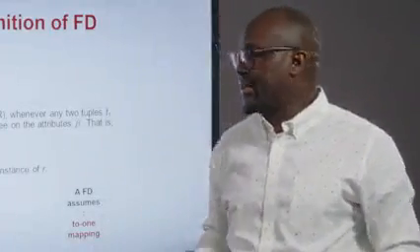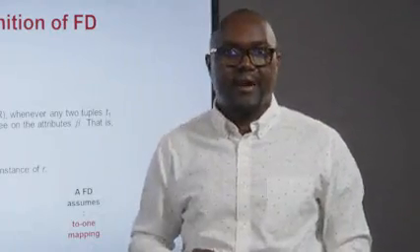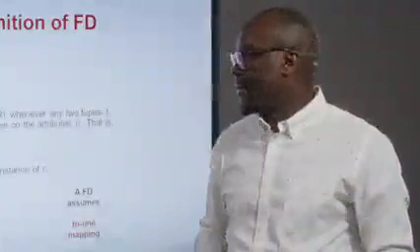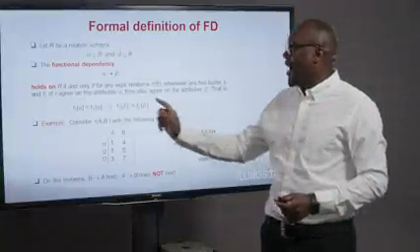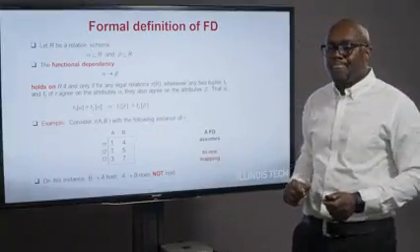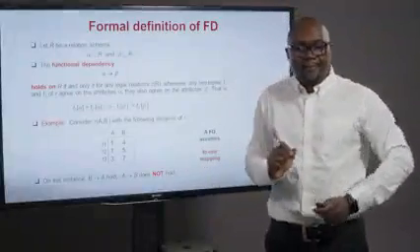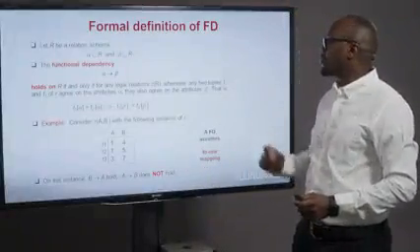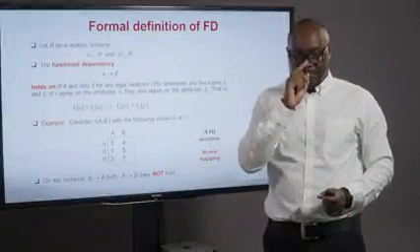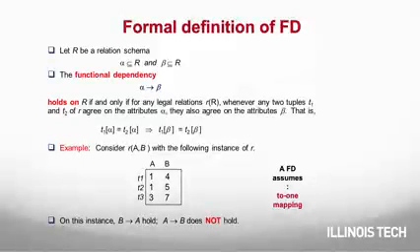can hold if and only if, in a legal relation, any two tuples that agree in values, for example if we have two tuples T1 and T2 agreeing on the attribute alpha, should also agree on the attribute beta. We're going to look at an example where our relation has two attributes, A and B. A in this case is our alpha and B here is our beta.